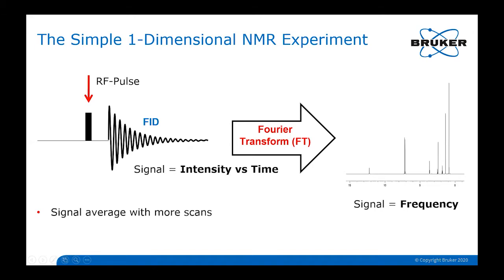So, a quick review of the basic principles of simple 1D NMR. We do something to excite our magnetization, maybe a simple RF pulse or a combination of pulses to excite our coherences of interest. We observe an FID, our intensity versus time, and then we do a Fourier transform of this to get our frequency spectrum. Typically, we're going to acquire a number of scans to get enough signal to noise or potentially to get the coherences that we want.